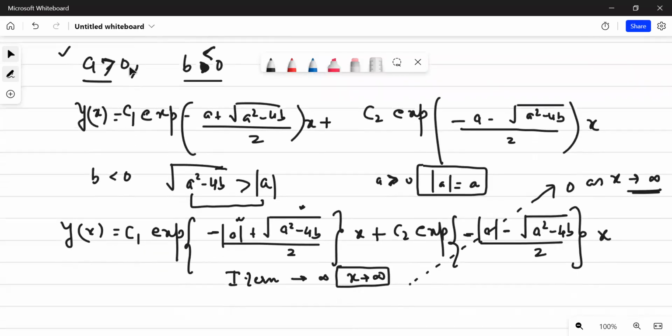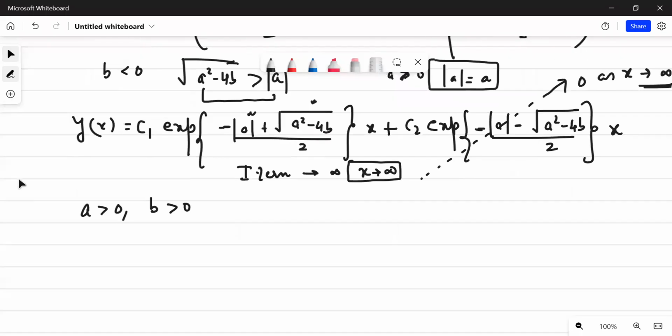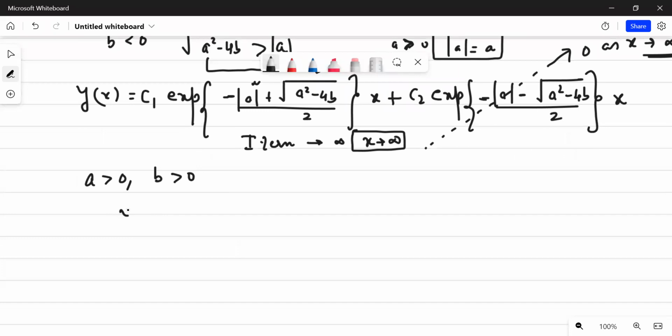देख लो ध्यान से. If a is greater than 0 and b is less than 0, the entire thing is clear to you. And now let us take the last case. If a is greater than 0 and b is greater than 0. If both are greater than 0, then what will happen? This is very much clear that your second term will now also go towards 0.